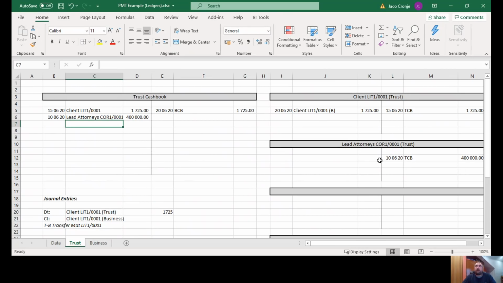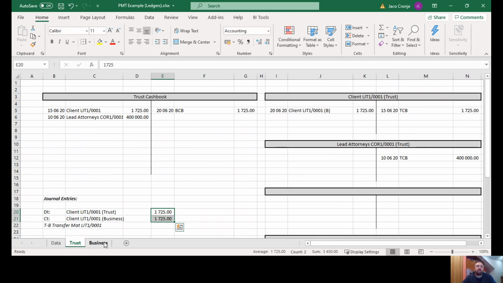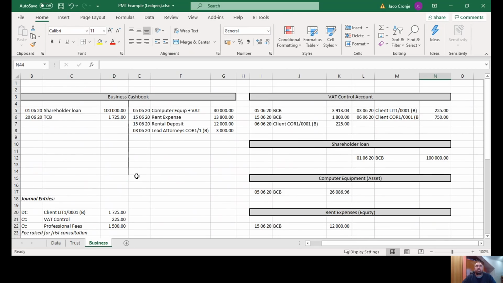Okay, so that's how we account for the money that has now come in. Now we need to not forget about the collection commission. So collection commission will be a fee. Where do we write that fee? Fee is always done in business. So we have to go to our business accounting records.